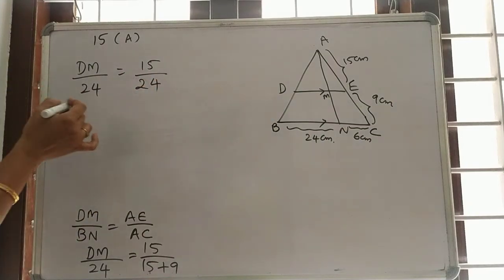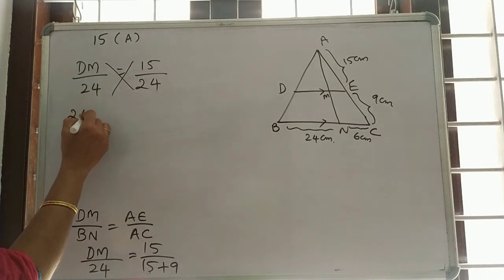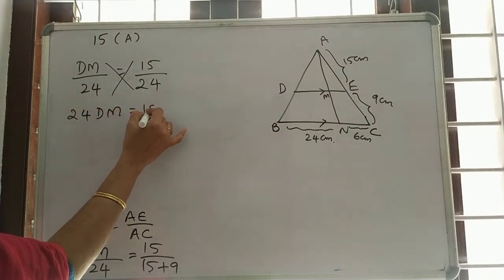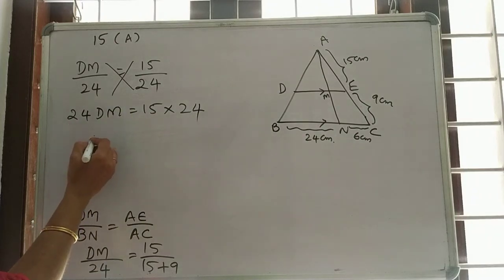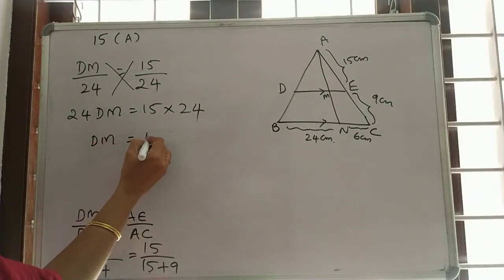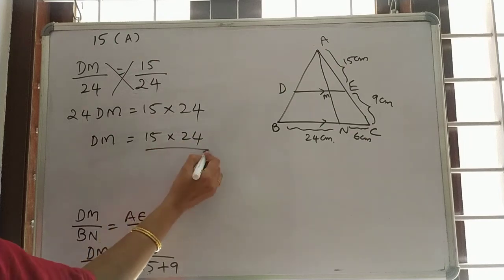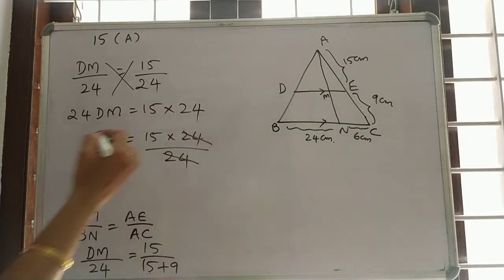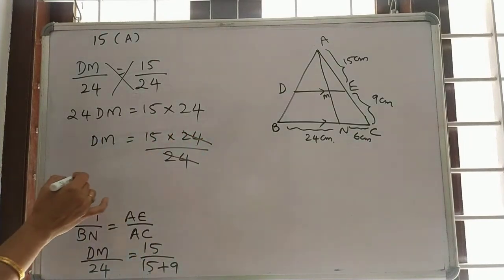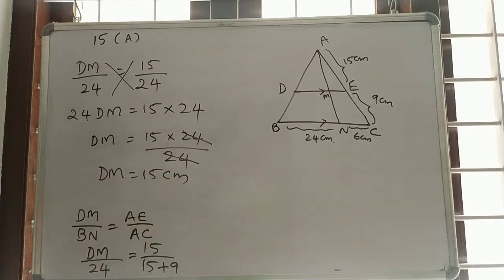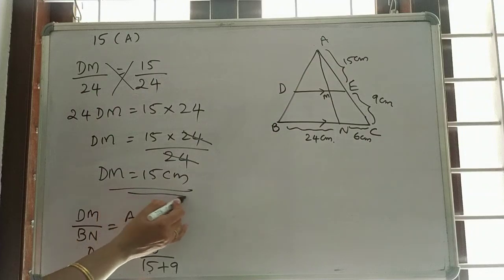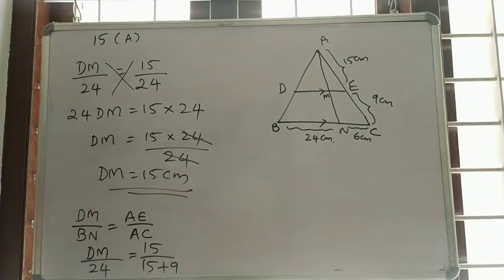So cross multiply. 24 DM is equal to 15 into 24. No need of multiplying since we have 24. So DM is equal to 15 into 24 divided by 24. So 24 cancels. So DM is equal to 15 centimeters. So we got ME as 3.75 and DM is equal to 15. Okay, thank you.